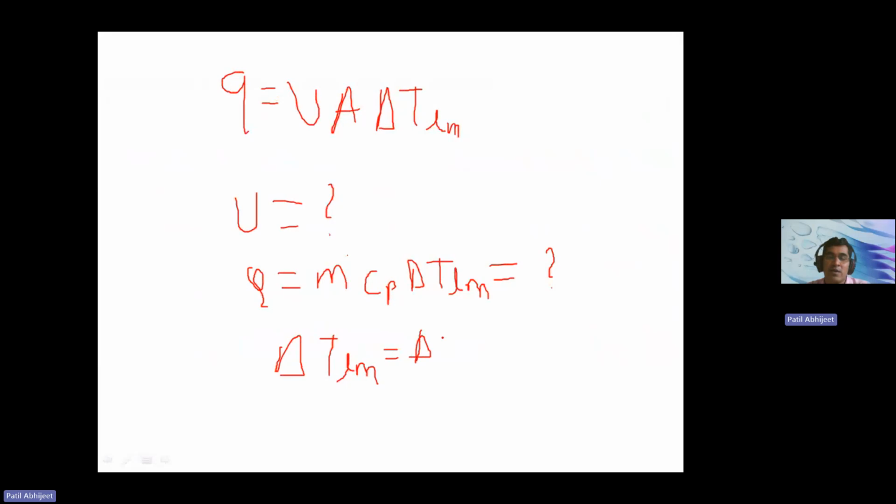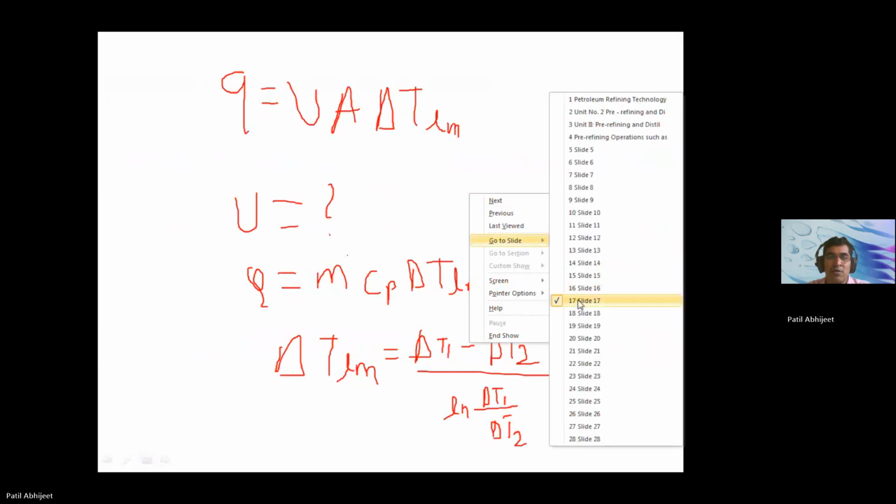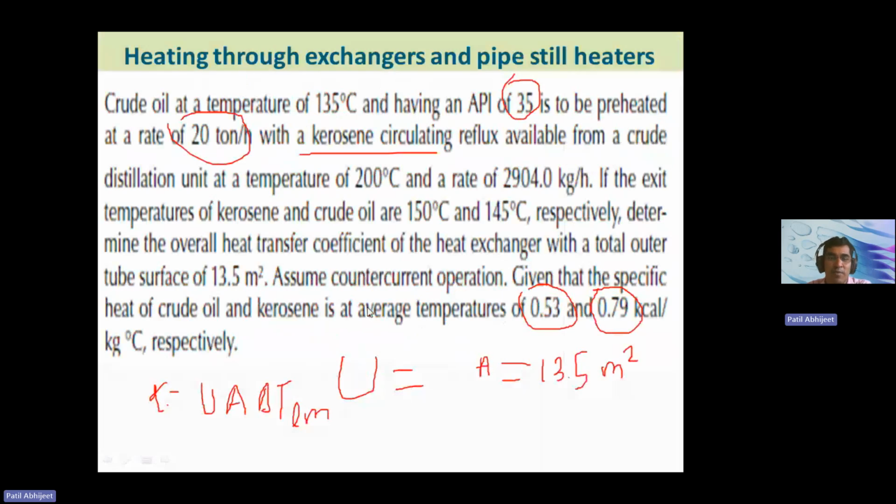LMTD is delta T1 minus delta T2, the entire term divided by ln of delta T1 upon delta T2. Correct? I hope you understood this. So using this, we have to calculate this particular value. Likewise, I will go to the slides. Now let us see the solution of that.